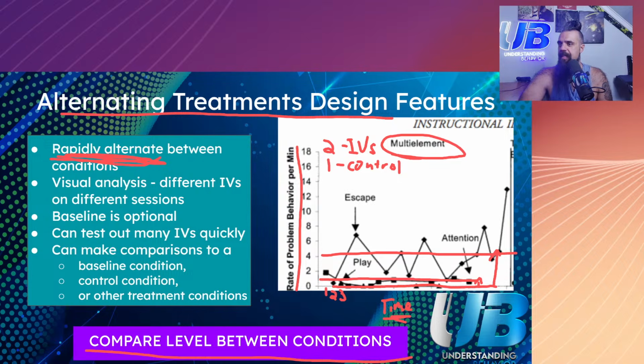Another question: is this design usually only used for FAs? No. We'll talk about it in a sec, but pretty much all FAs are multi-element designs, but not all multi-element designs are FAs. So if you see these conditions, you can say, yep, that's a multi-element. But just because you see rapid alternation does not mean it's an FA.